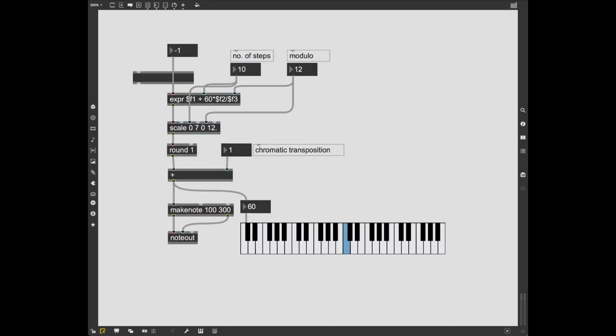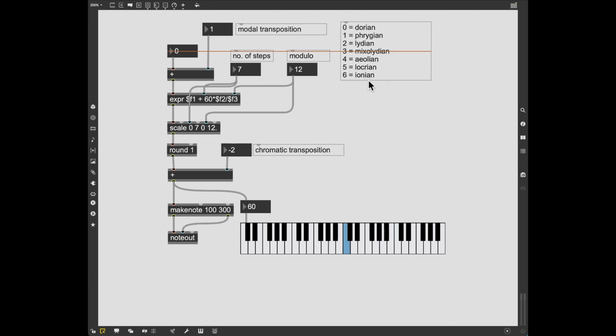And to change the mode, I can add a modal transposition here. A modal transposition one step up gives me a Phrygian scale in D. If I lower it by two chromatic steps, I get a Phrygian C. And here is a table of all the possible modal transpositions. For instance, Euclidean.